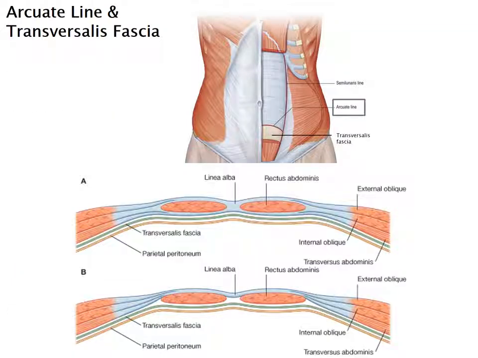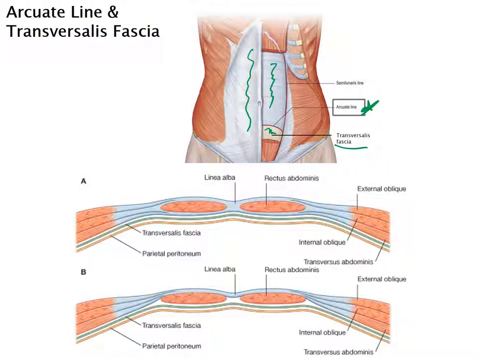Said in a different way, the arcuate line is the transition point at which there is no longer a posterior rectus sheath behind the rectus abdominis muscle. This area here represents the posterior rectus sheath. All of this white here over top of the right rectus abdominis muscle is representative of the anterior rectus sheath. And you notice here that at the arcuate line, that posterior rectus sheath stops, and all you see is transversalis fascia.